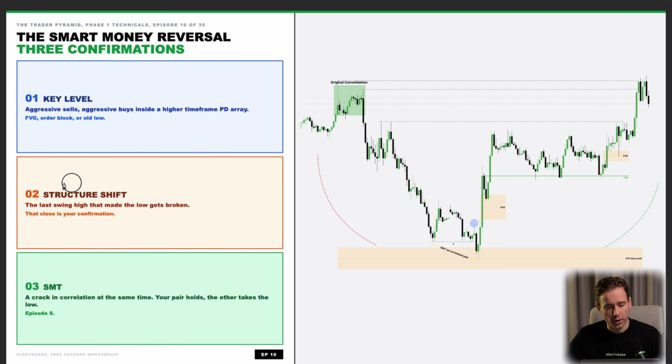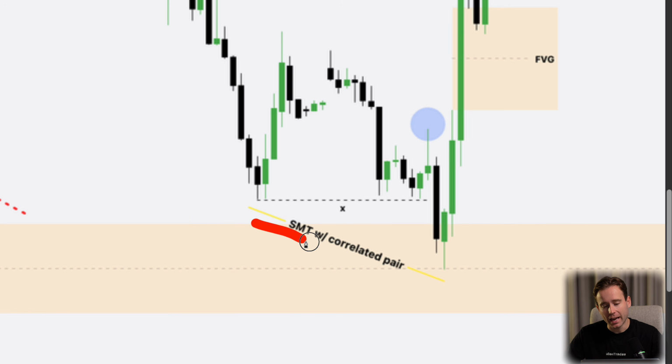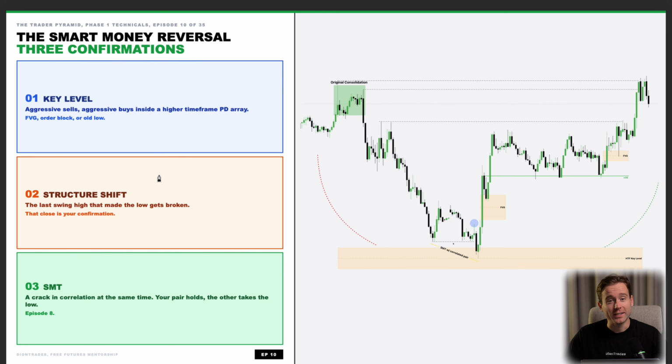After the key level, structure shifts. The last swing high that made the low is broken. And if there is no liquidity sweep, also check if there's maybe an SMT with a correlated pair. For NASDAQ, it's ES. For gold, it's silver. For Bitcoin, it's Ethereum. For euro dollar, it's GBP US dollar.